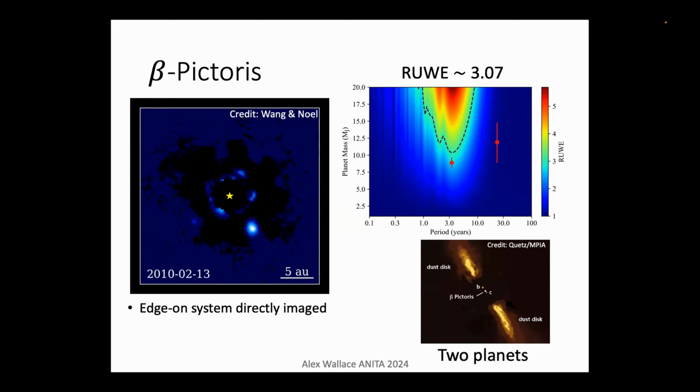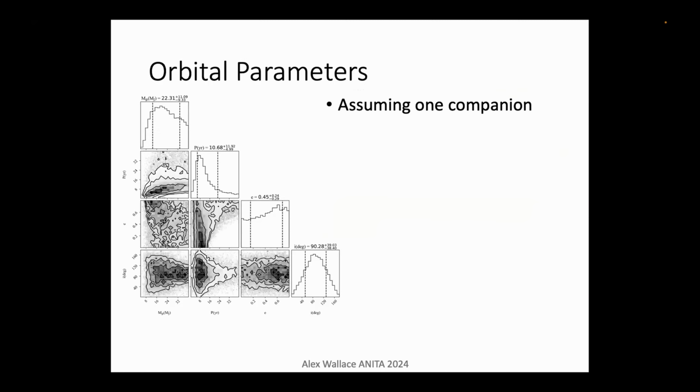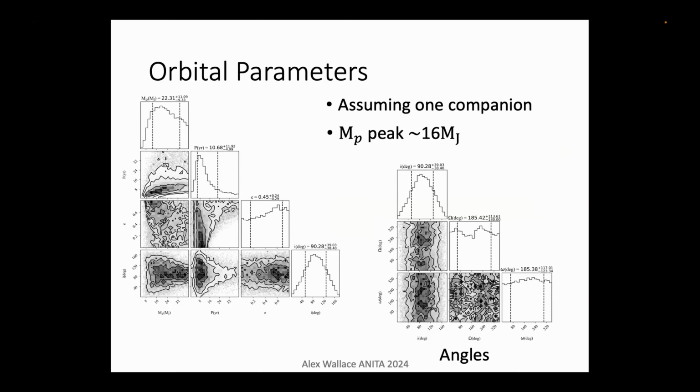So what we do in this model is we actually only assume there's one planet, and we can plot the posteriors out there. I'm not showing everything that we're plotting, just for simplicity. And so we got a mass peak at 16 Jupiter masses there, but you can see the angles are sort of all over the place.